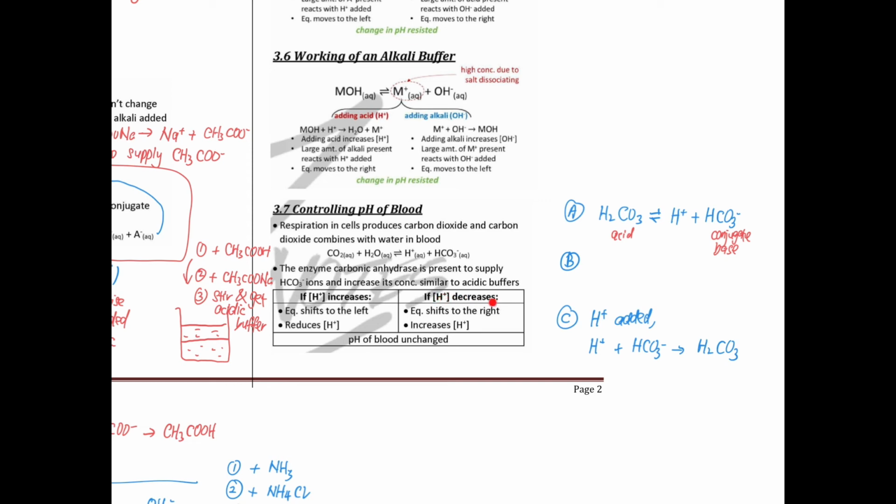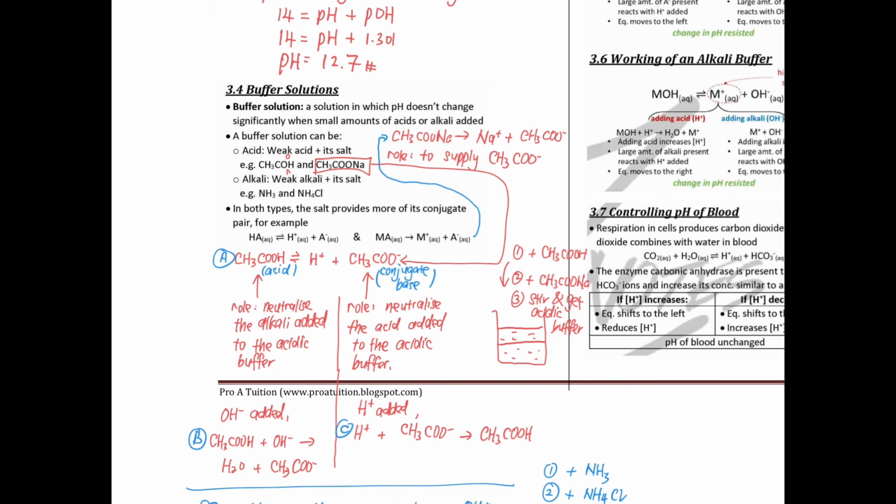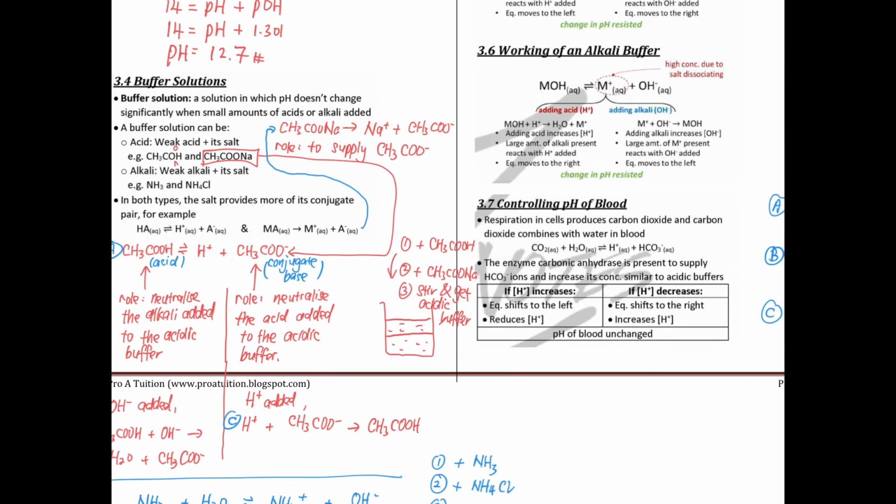Here, if H+ decreases, let's say you eat something very alkaline until this concentration decreases, equilibrium shifts to the right to increase the H+ concentration. So what happened here? This is similar to our equation just now. Let's take a quick look. Equation B: if alkali is added, the acid molecule reacts with the hydroxide ions to form water and an ion. So it's just similar.